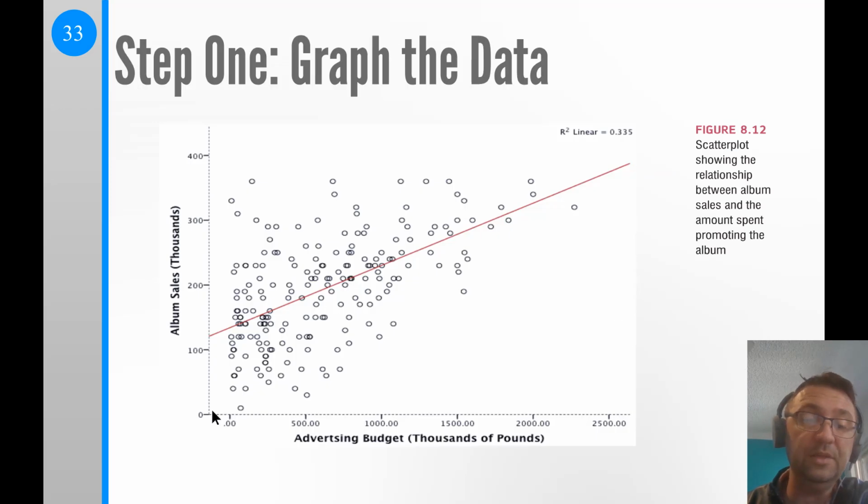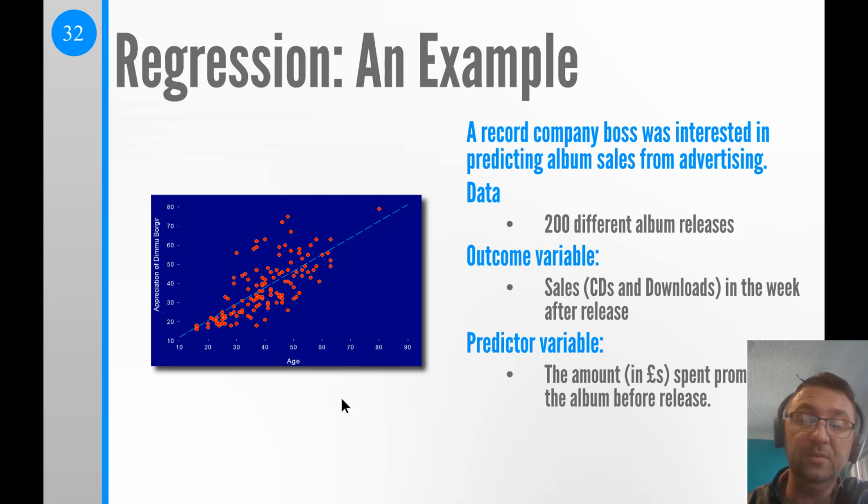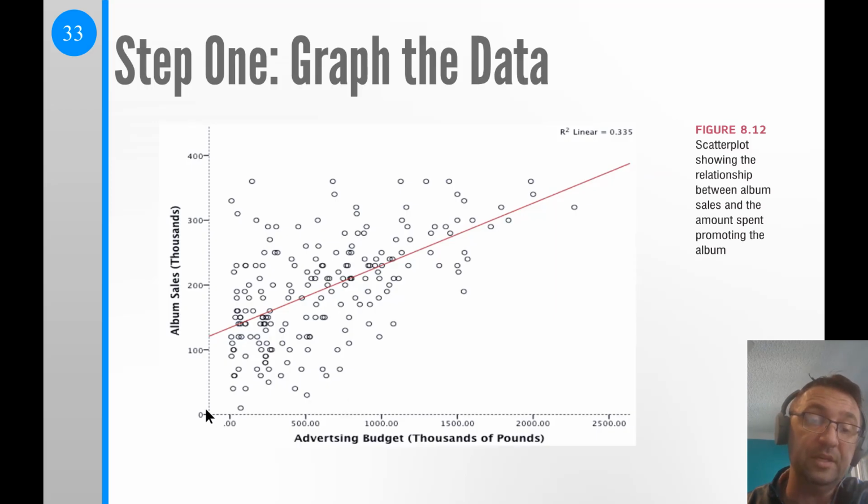So here we go. X is advertising budget: 500,000 pounds, 1 million pounds, 1 million pounds, 2 million pounds, etc. And this is album sales in the week after release, in thousands: 100,000, 200,000, 300,000, 400,000.